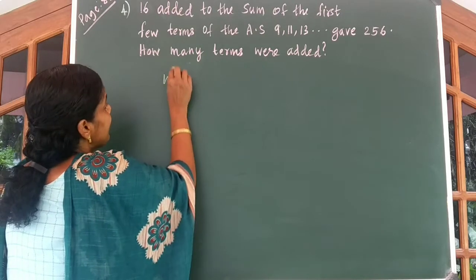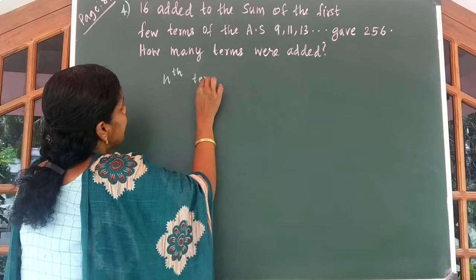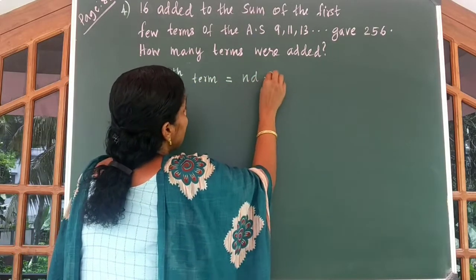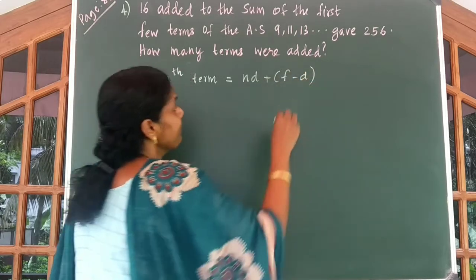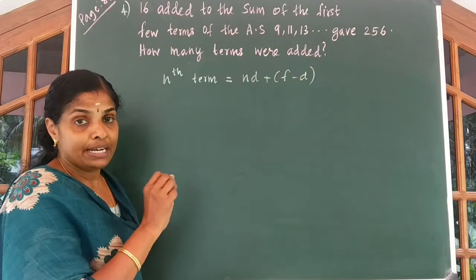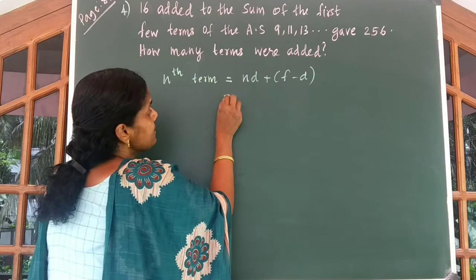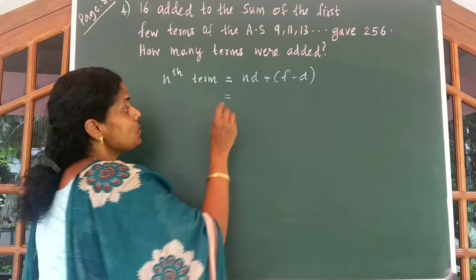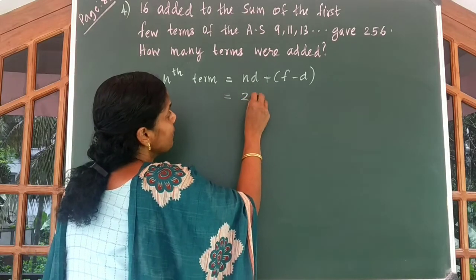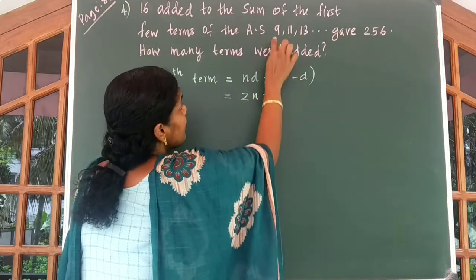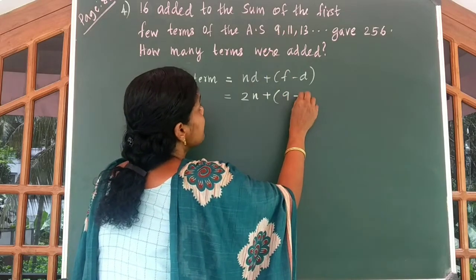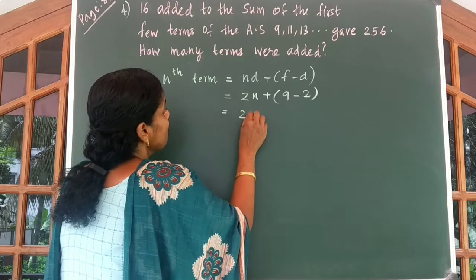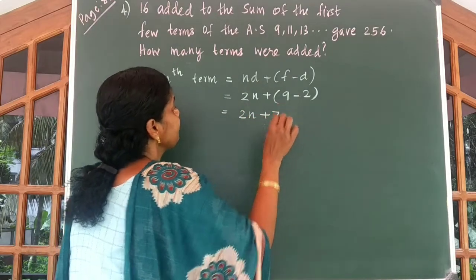So we can write nth term of an arithmetic sequence to be equal to nd plus f minus d. Let us substitute first term and difference. This is equal to 11 minus 9 gives you 2. So our difference is 2. So you get 2n plus first term 9 minus common difference 2. So we got 2n plus 7.